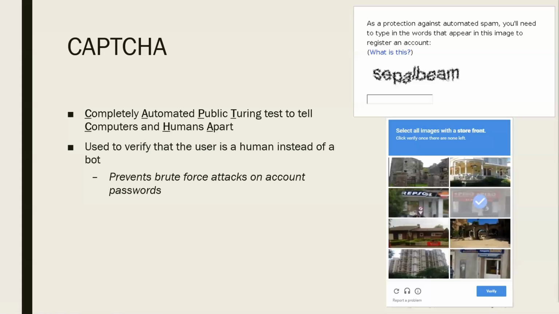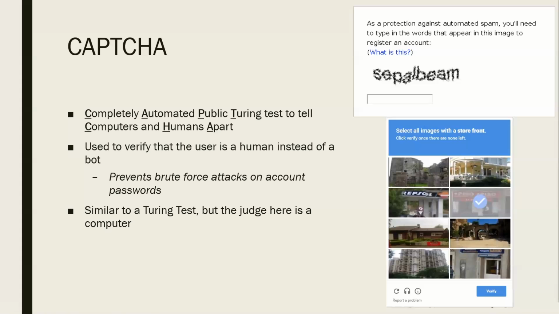Another kind of CAPTCHA test could be being presented with a set of images and asking the human to select all images which have a storefront. These are tasks which can come very easy to humans, but they require a very sophisticated machine system to solve. So in this way, they are good ways of discriminating humans and computers apart.